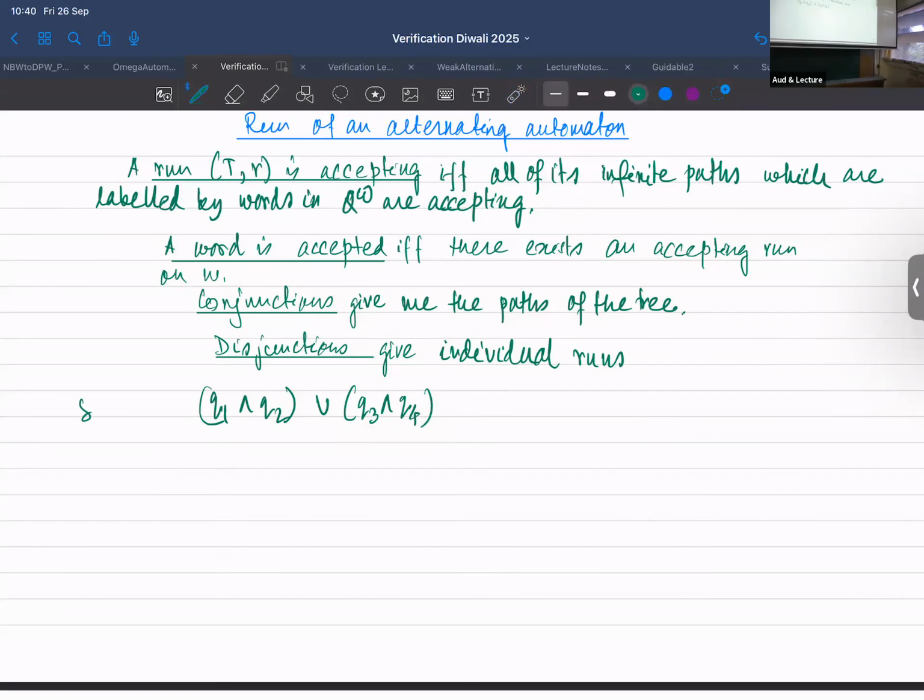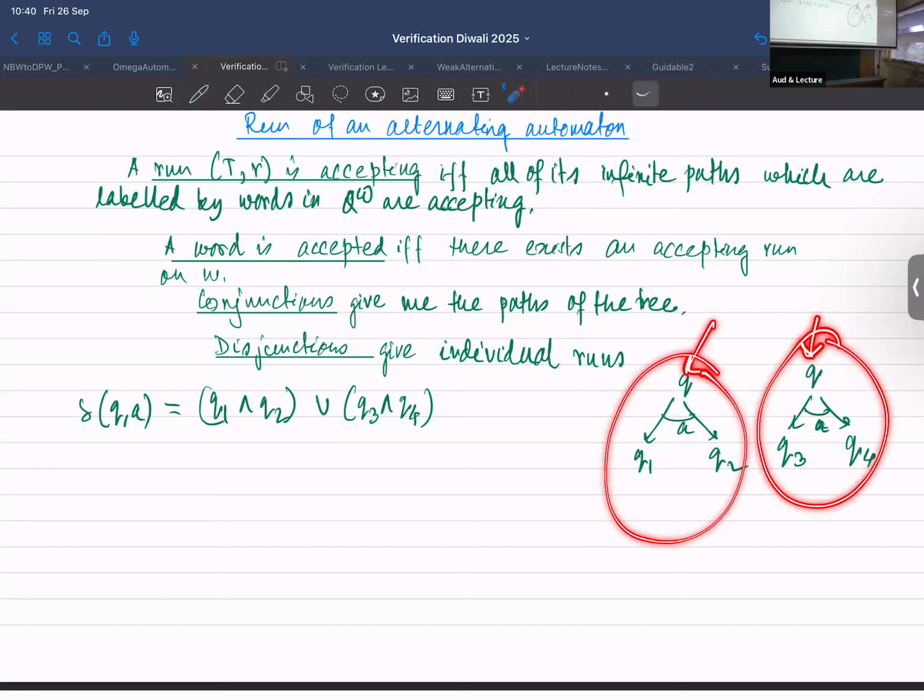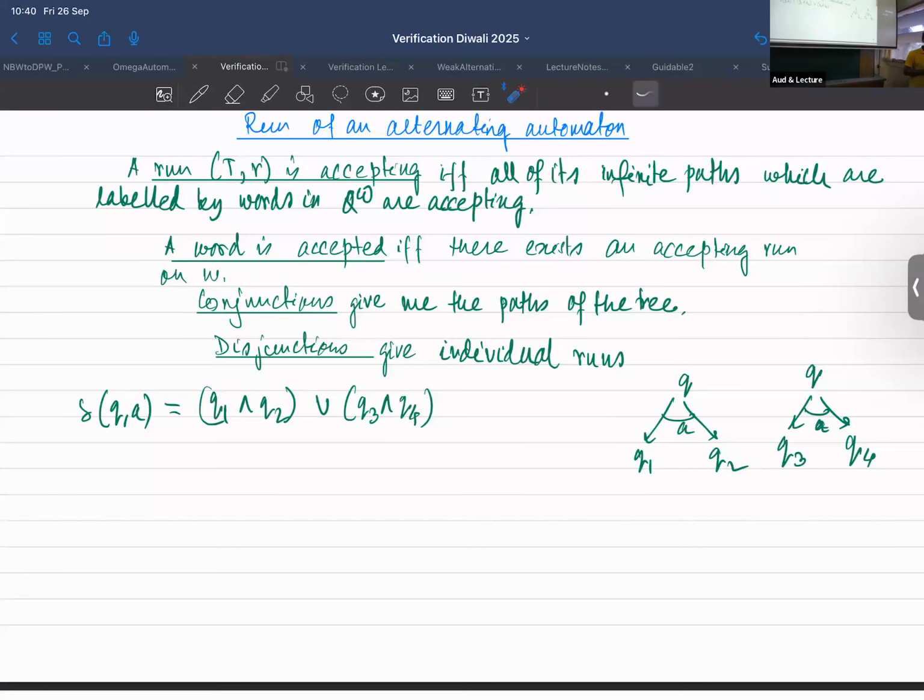So if delta of Q, A is of this form, then what it means is that from Q on reading A, there is one run which goes to both Q1 and Q2, another run which goes to both Q3 and Q4. So this is one run, this is another run. But this is also a tree, this is also a tree. A run is a Q-labeled tree, capital Q labeled tree. Does it answer your question? Yeah. Right?